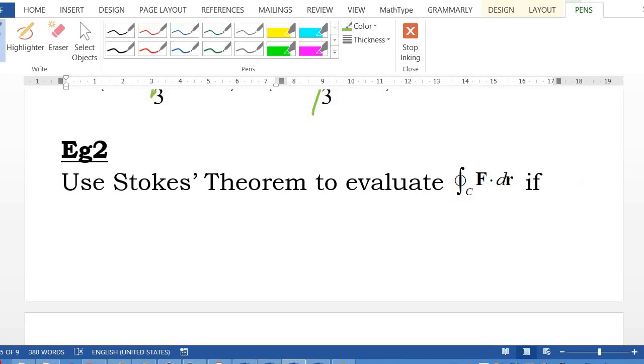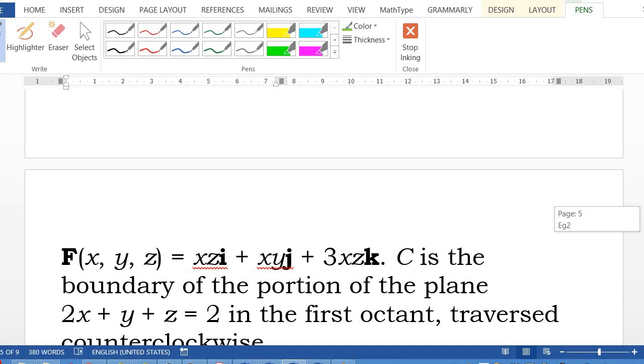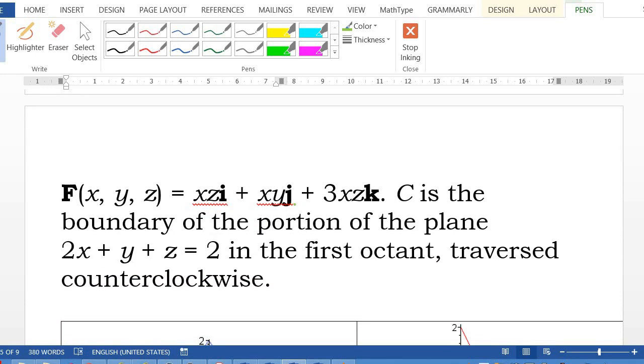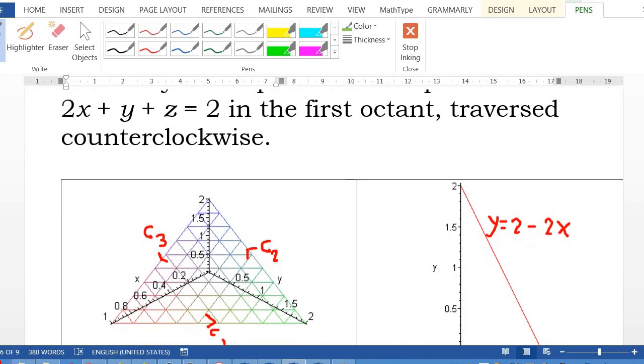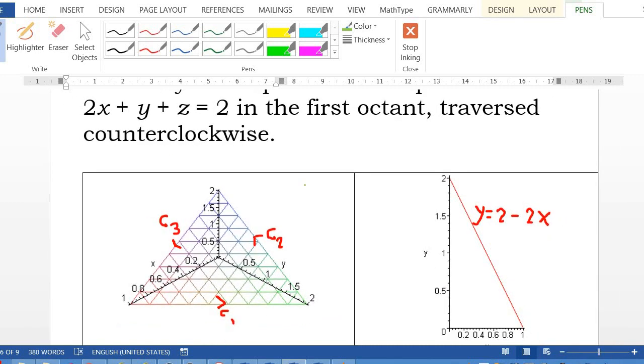The last example, the second example: use Stokes' theorem to evaluate the line integral of F dot dr, if F(x,y,z) is xz i plus xy j plus 3xz k. C is the boundary of the portion of the plane 2x plus y plus z equals 2 in the first octant, traversed counterclockwise. This is the tetrahedron surface 2x plus y plus z equals 2.